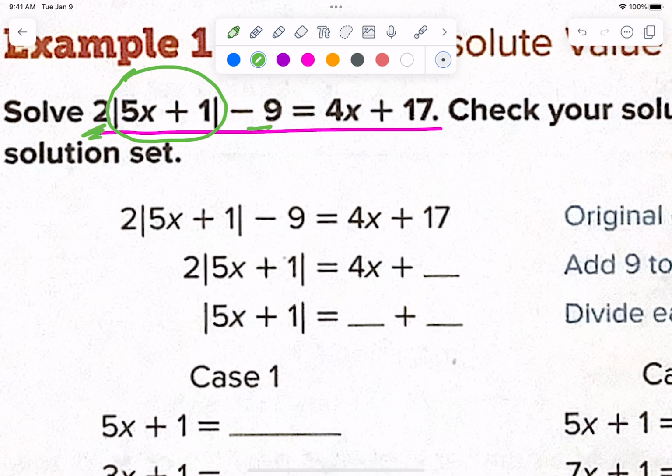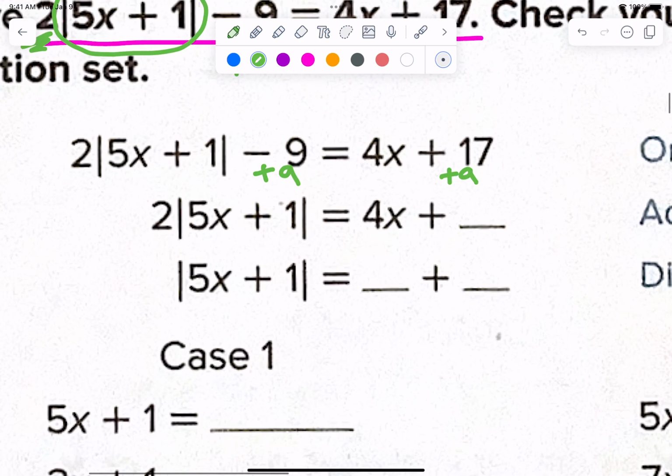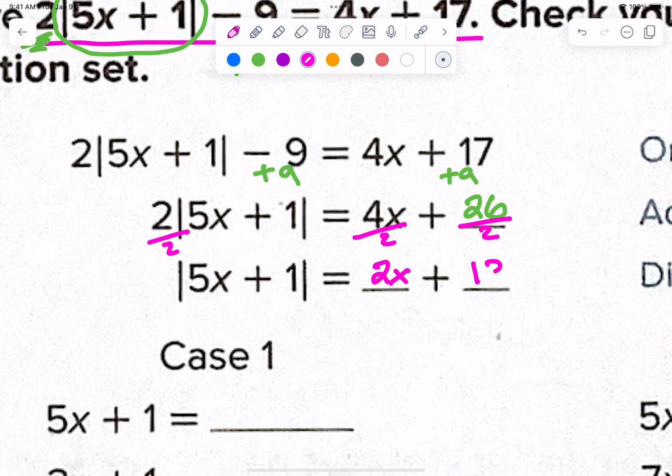I have to get rid of the 2 and get rid of the 9. What would you like to move first? You have to add the 9 to the other side. So I'm going to do +9 and +9. I'm going to add that to the 17, okay? So the 2 is still left over there, but now I have 4x plus, what's 17 plus 9? 26. Okay, 26 is what it is. Now what would you like to do? Divide by 2 on every term. So 4x divided by 2 turns into 2x plus 13. Okay, now, are you ready for this?